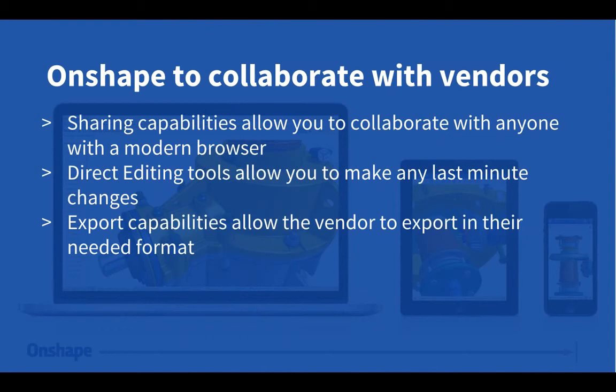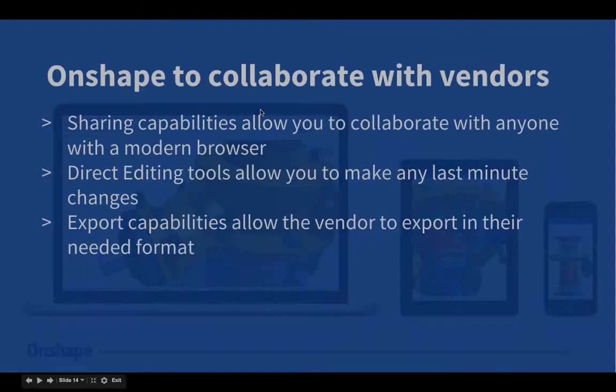If I share the document with them, they can choose the format they want to export. So as long as I give them that permission, they can say, okay, I can choose an IGES or I can choose a step file. So I don't have to do this back and forth with deciding what formats they need. So export capabilities allow the vendor to export whatever format they need. But the big thing I want to point out here is sharing. So let's jump into this now.